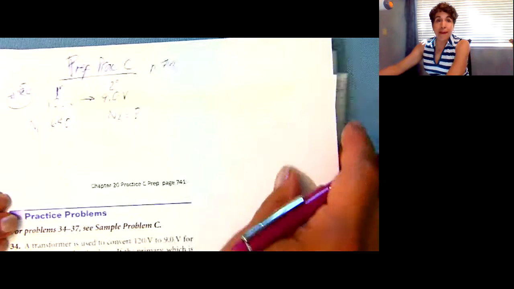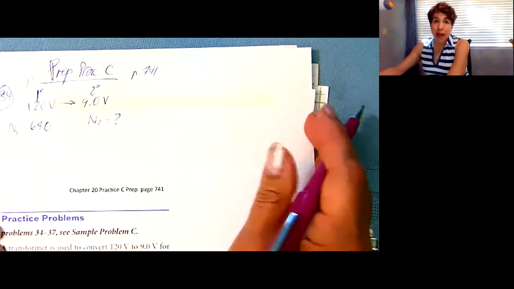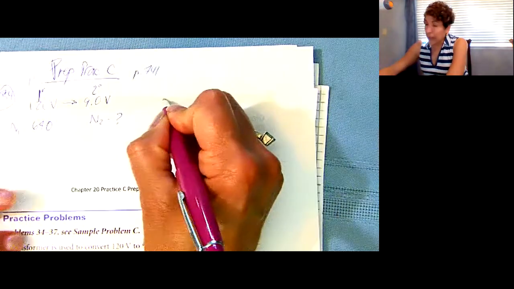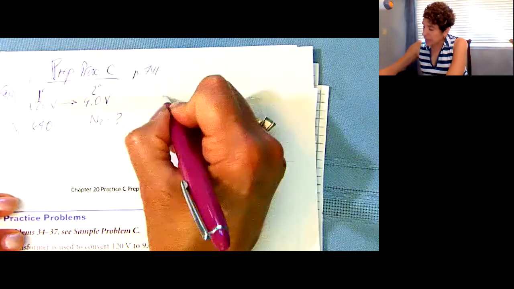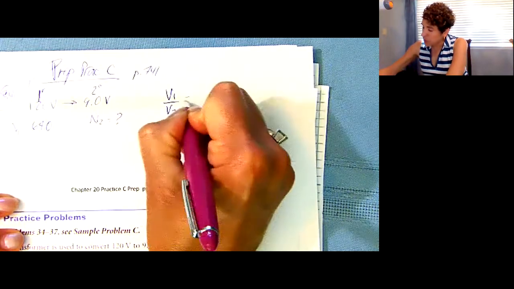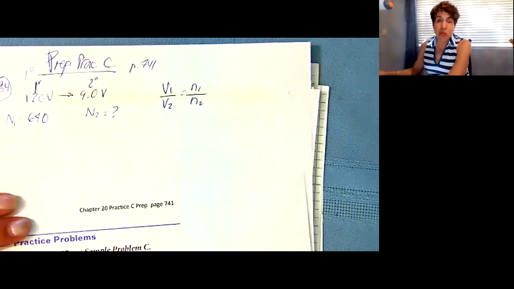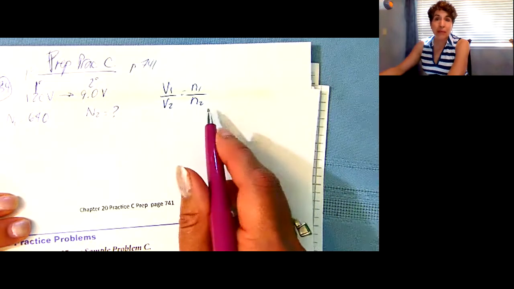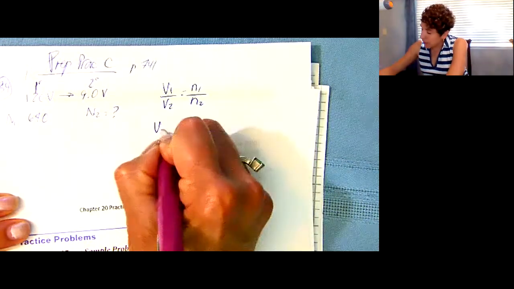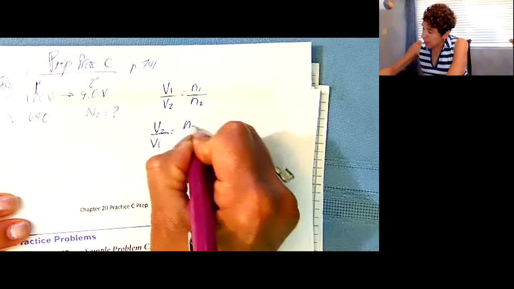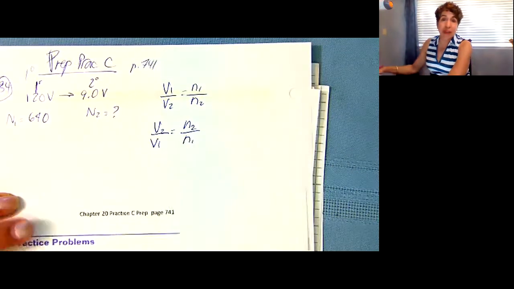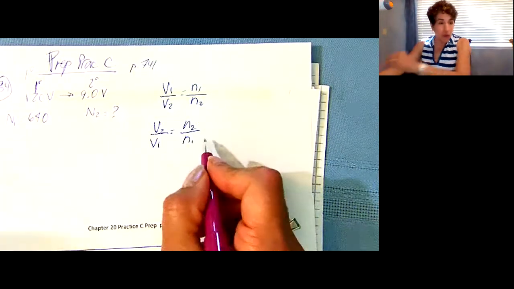All right, so we're just going to take our equation, and however it comes out. Let's see, I'm going to say V1 over V2 is equal to N1 over N2. Then I realize, I don't want to have to do two operations. I want N2 on top because that's what I'm solving for. So I'll say, okay, V2 over V1 is N2 over N1. And I want to solve for N2. That's what we're asking for.